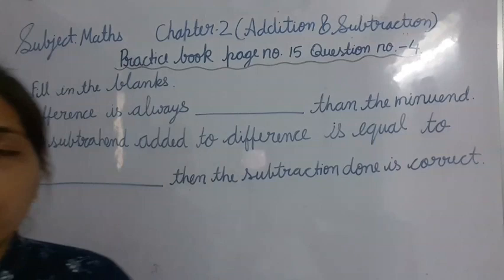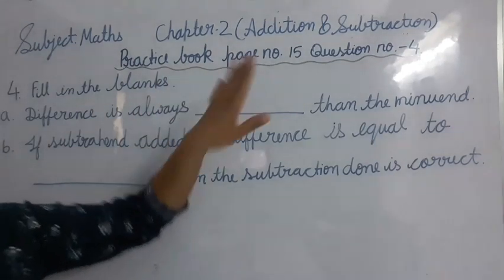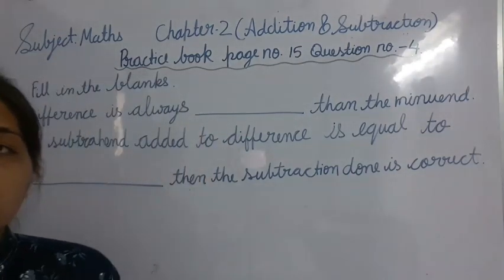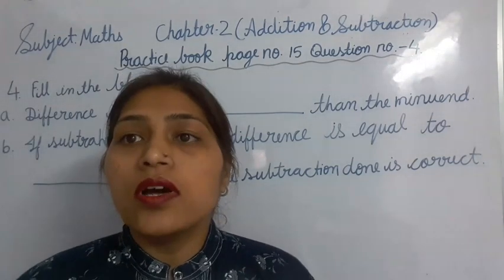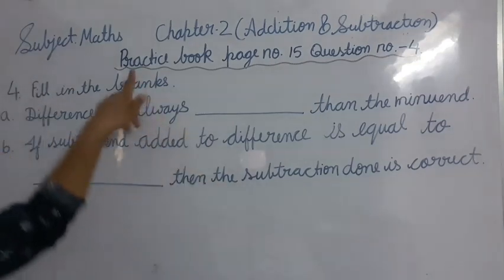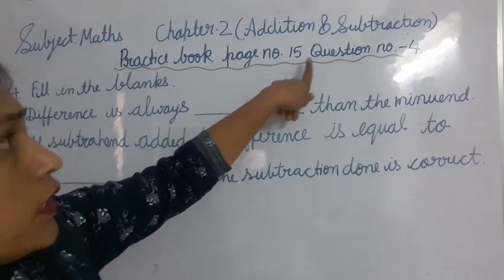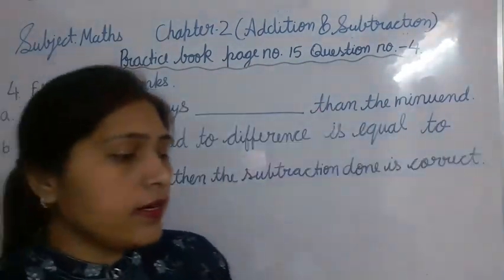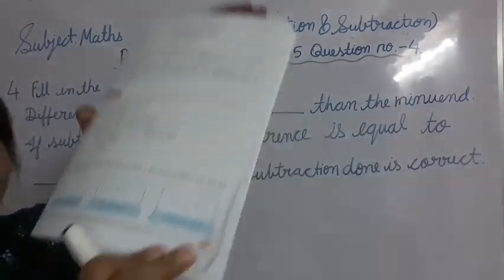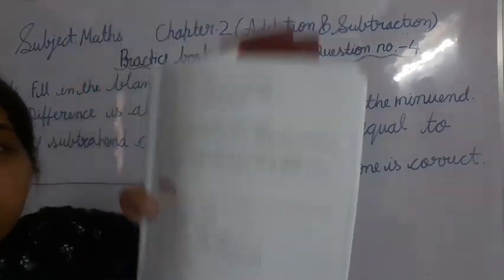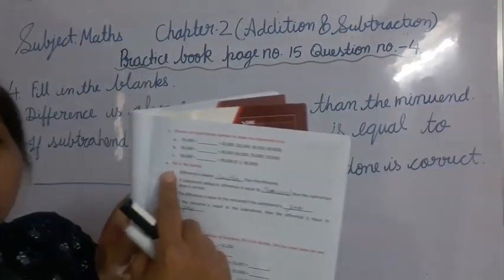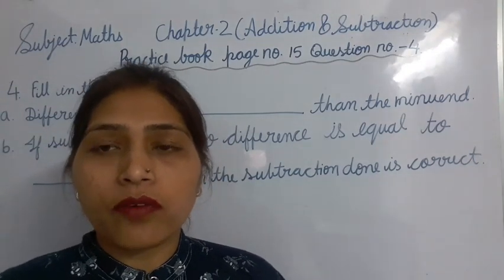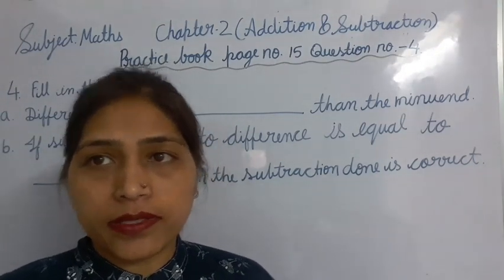All the topics of chapter 2, addition and subtraction, are covered. Now this chapter is over. So one thing we are going to do in the video. Look here, your practice book, page number 15, question number 4. This is your practice book. Page number 15 and question number 4, fill in the blanks. I am explaining here, so you will do it in your notebook. Whenever you see the video, please complete this one.